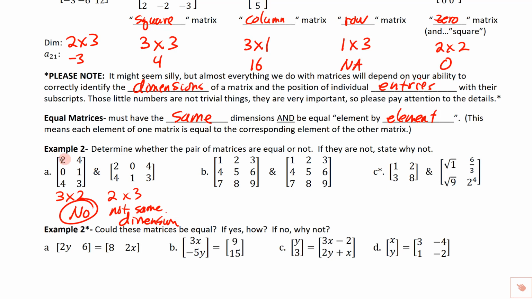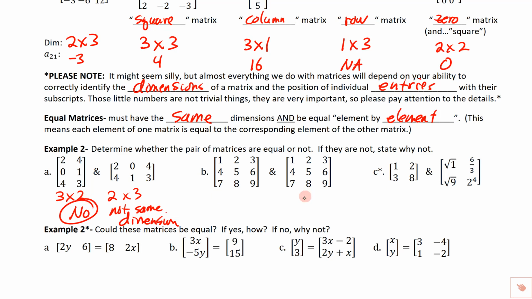So if we go through here and we check this first row, first column, that's a 2. First row, first column, that's a 2. This one is a 4, first row, second column. That doesn't match up with that one, but if we take a look here, there's nothing to match up with over here with this 4 that's in the first row, third column. There's no third column to match up with there. So that's another reason that we could say why there's no way that those could be equal.